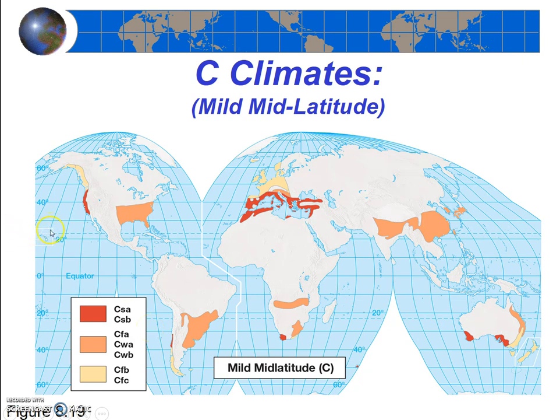Notice the distribution of these 3 subtypes of sea climates. How would you describe them? How are the red and the pale yellow oriented relative to one another? And how about the orange?